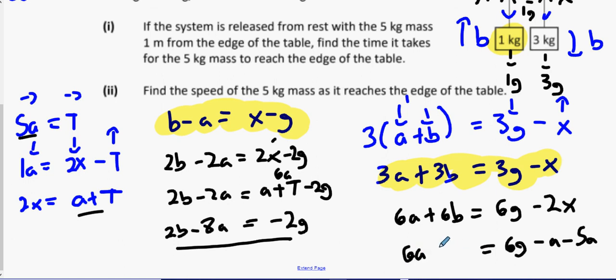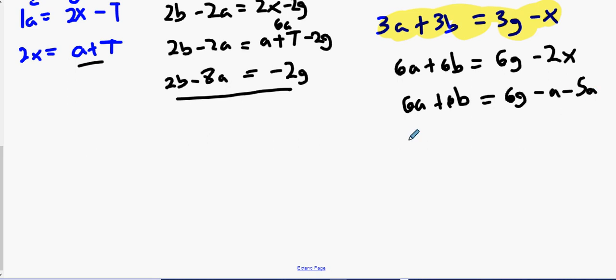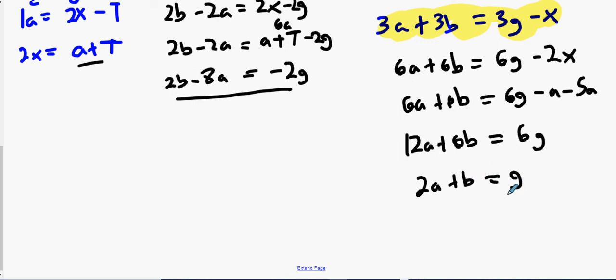Now this is going to be an interesting one, because I'm going to have minus 6a on the left, which will give me 12a plus 6b equals 6g, and then divide by 6 and I get 2a plus b equals g. I'm just going to multiply this equation by minus 2, so it's going to be minus 4a minus 2b equals minus 2g.